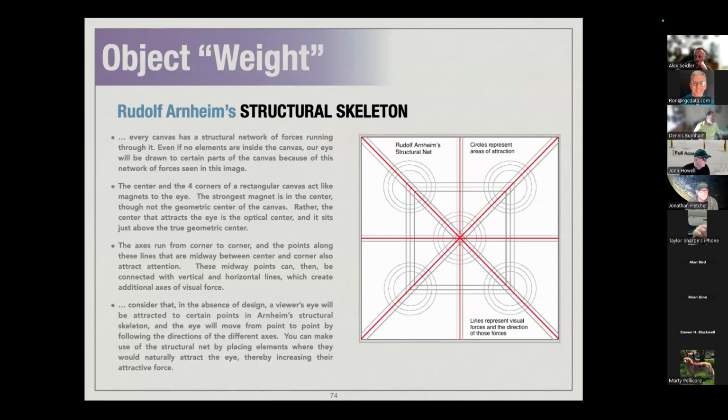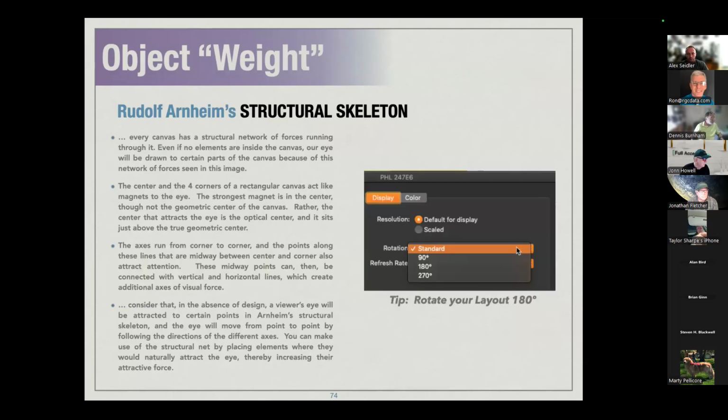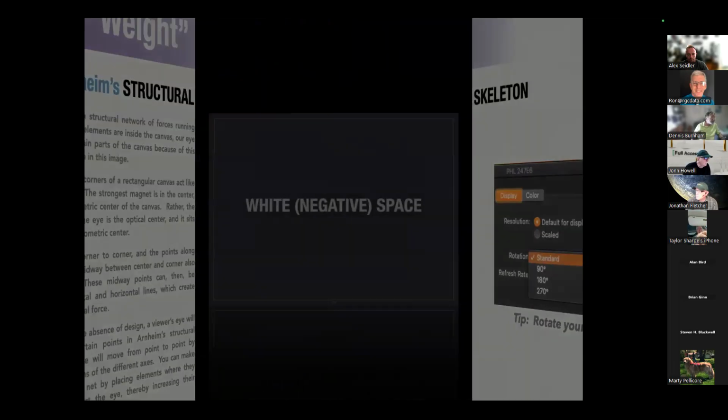Object weight is something that I learned in desktop publishing. Different objects have a certain amount of weight that will pull the eye toward them on a layout. And you can use the rotation of a monitor in order to decide whether you want to view it in its standard orientation or sideways or upside down.